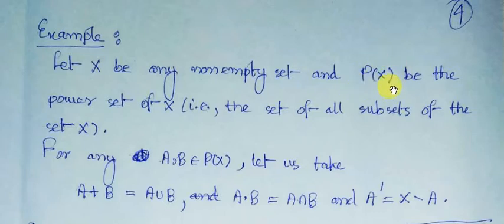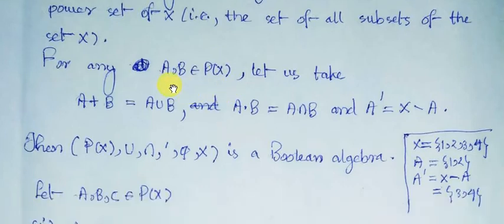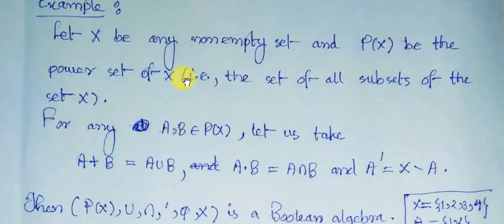What is power set? I do think you all know. That is the set of all subsets of the set X, and the collection of those subsets is called the power set of X. And here we have considered two distinct members from this power set, P of X. That is, A and B are two subsets of the set X.